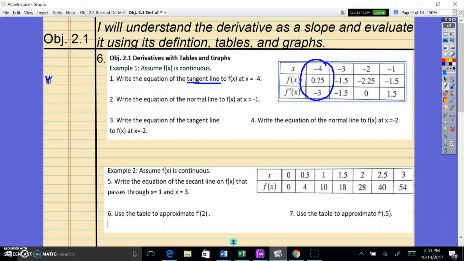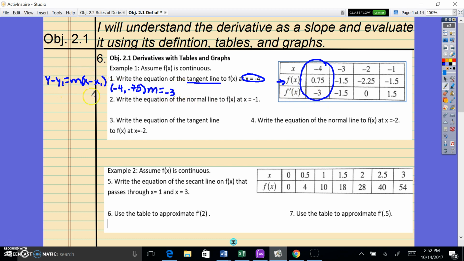If you recall, we're using the format y minus y1 equals m, being your slope of the tangent line or derivative, times x minus x1. For this, we need the slope of a tangent line, which is a derivative, and any point on the line. We want this line when x is -4, and when x is -4, y is going to be 0.75. So I know the point is -4, 0.75, and I also need a slope. Remember that the slope is the derivative. Well, the derivative here is -3.